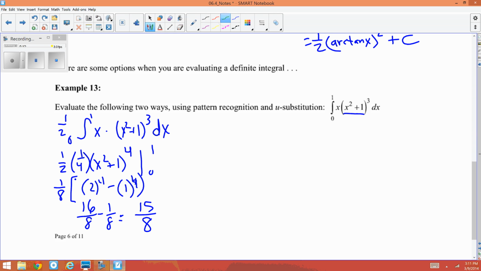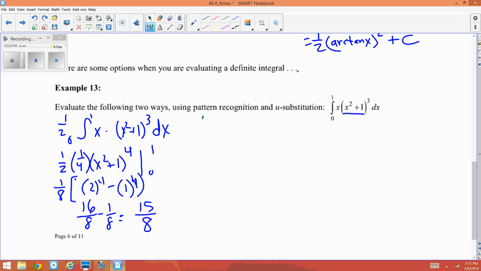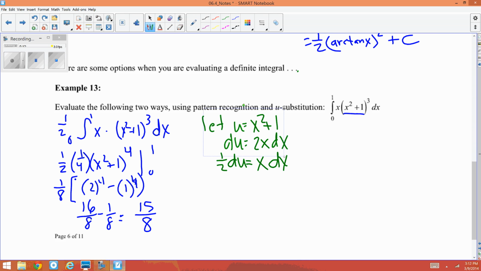Now, this way is kind of neat. We're going to do this u-substitution. So let u equal x squared plus 1. du equals 2x dx. So 1/2 du equals x dx. Now I can replace the x and the dx with 1/2 du.